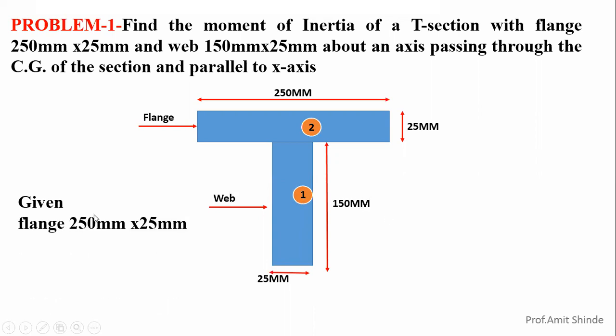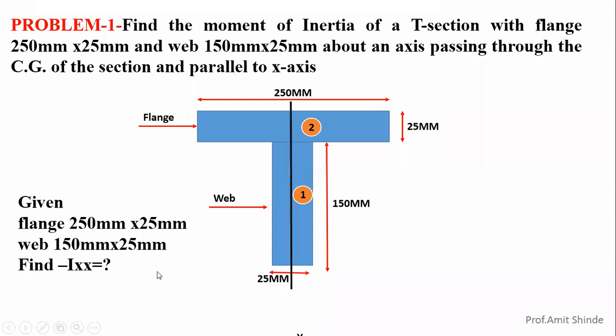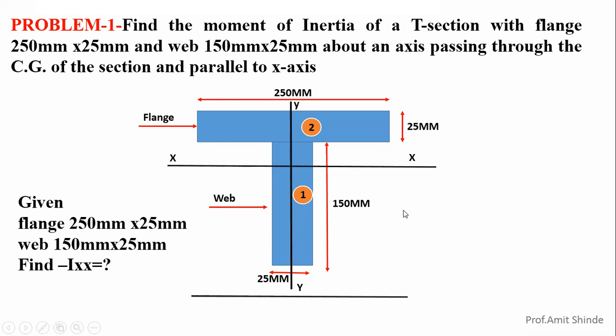Here the given is flange of width 250 by 25 millimeter, web is of 150 by 25 millimeter, and we have to find out Ixx of that particular section. This geometry is symmetrical about the y axis, and we have to locate the x axis, which is at a distance y bar from the bottom. Now let us solve the problem.